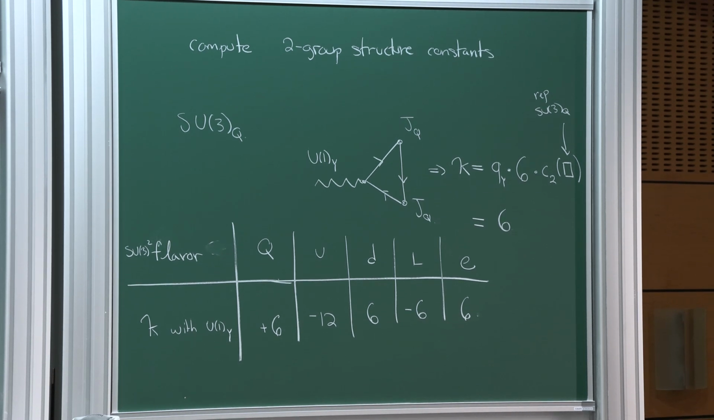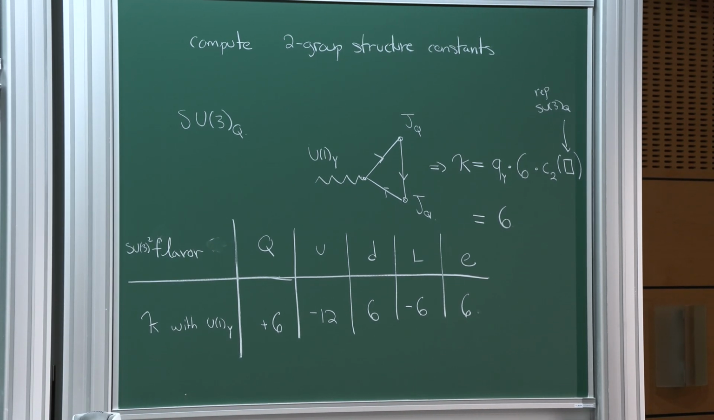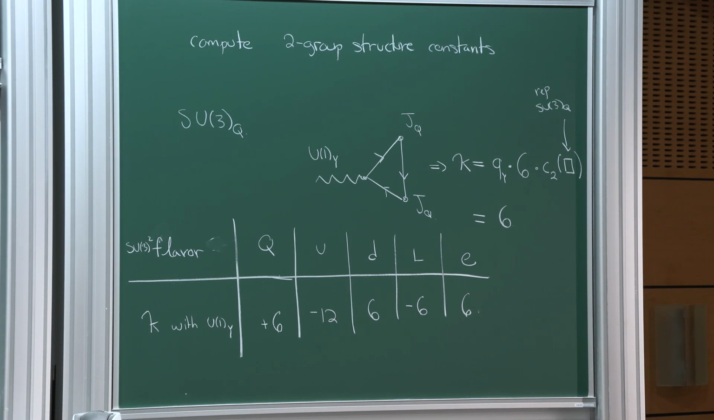So these are some basic numbers that are there in the standard model. Questions on how to do these calculations?